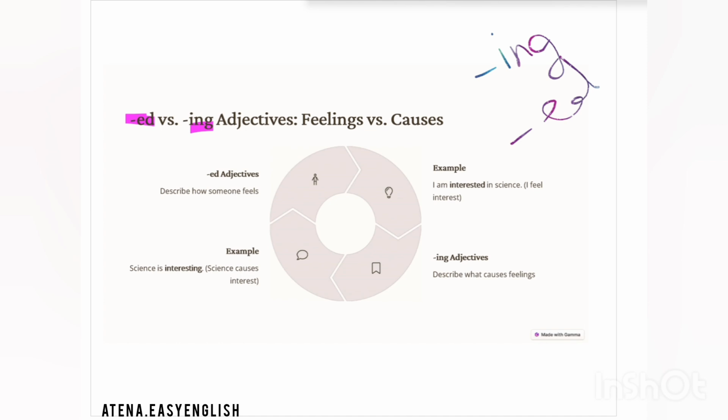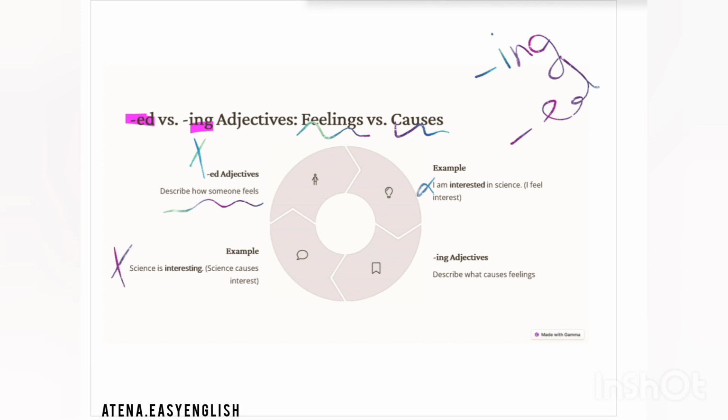So, ing is about causes and ed is about feelings. Look at here, ed adjectives describe how someone feels. So, when we want to talk about someone's feeling, we say the adjective with ed. Look at here. I'm interested in science. I feel interested. Okay? So when it comes to the feeling of a person, we use adjectives with ed.